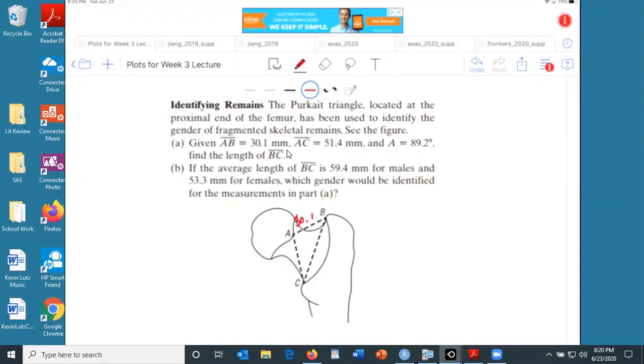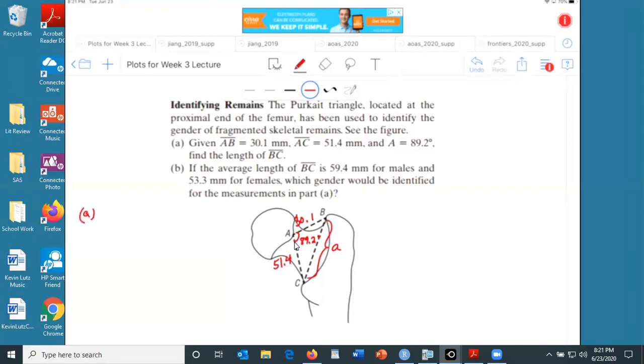So that would be this little piece right here. AC is 51.4, so that would be here. And angle A is 89.2 degrees, so that would be this angle here in the diagram. Find the length of BC. So that side there is what we're finding, and it's across from angle A, so we're going to call that side a.